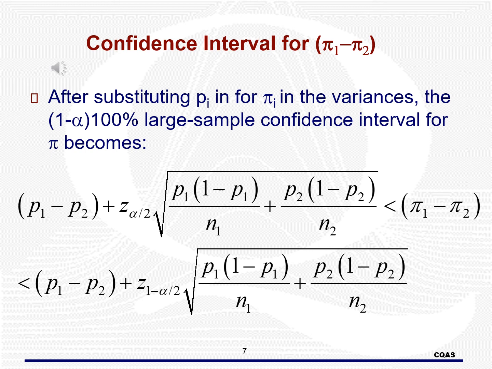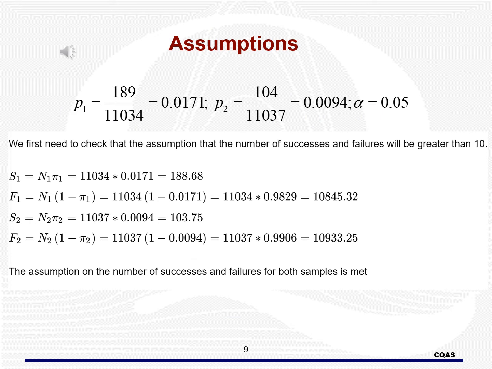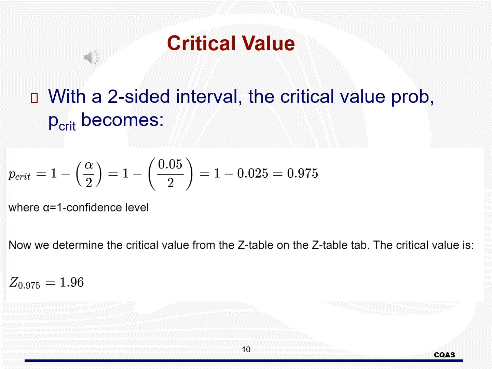Let's try an example. Here are the results of a study taken over 5 years. It is a randomized study testing whether or not regular intake of aspirin reduces heart attacks. Let's use this example to create a 95% confidence interval for the comparison of the proportion that have heart attacks between the placebo and the aspirin. Here are the assumptions. Notice that since each of the successes and failures are greater than 10, we can use the z-test. Now we can determine the critical probability as 0.975 and then get the critical value as 1.96.